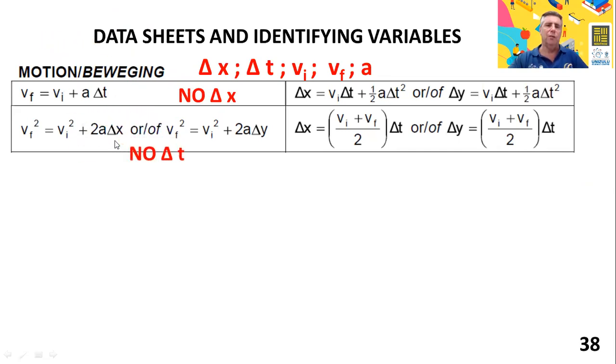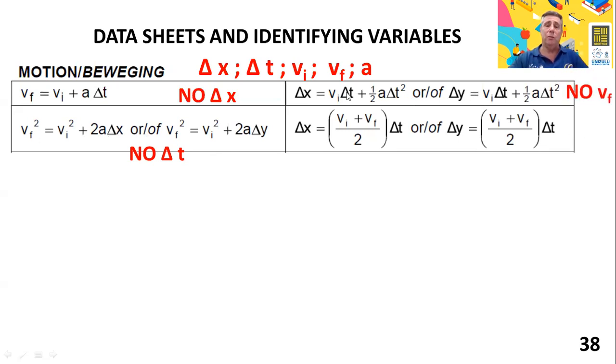And of course, it's delta t. There's no time dependence in that second equation. So if you know nothing about time, that's your equation of choice. Third equation on the top right, if you look at it, you will see that there's no final velocity.